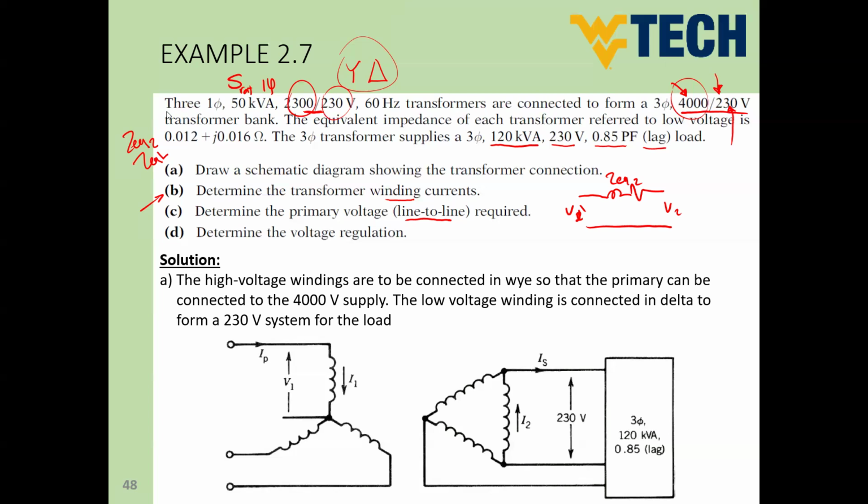the example says three single phase. So this is a three-phase transformer bank, which means we have three single-phase transformers connected together to form a three-phase transformer. So three single phase, 50 kVA. This is the apparent power of one phase. 50 kVA is the apparent power of one single-phase transformer.